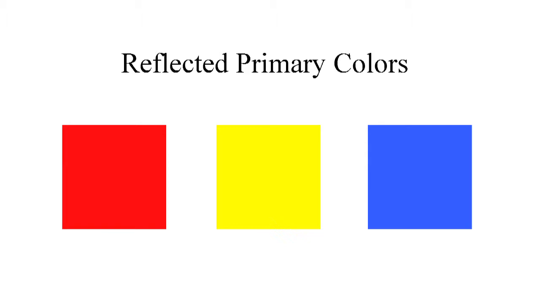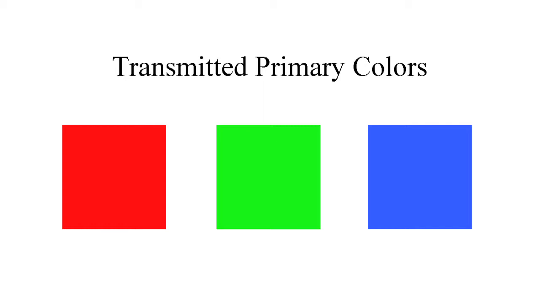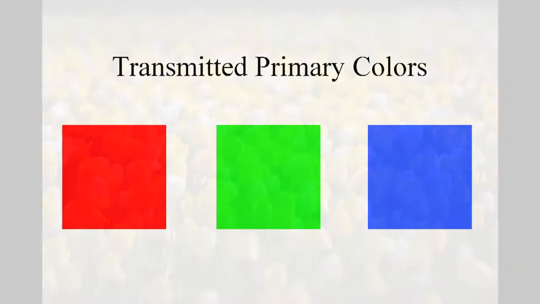The reflected set refers to the colors red, yellow, and blue, and are what you would use when you're mixing paints to achieve any other color you desire. Transmitted primary colors are the color of the light source itself and are red, green, and blue. The mixing of these colors of light can provide any color in the spectrum. This is how your television mixes light to generate different colors.